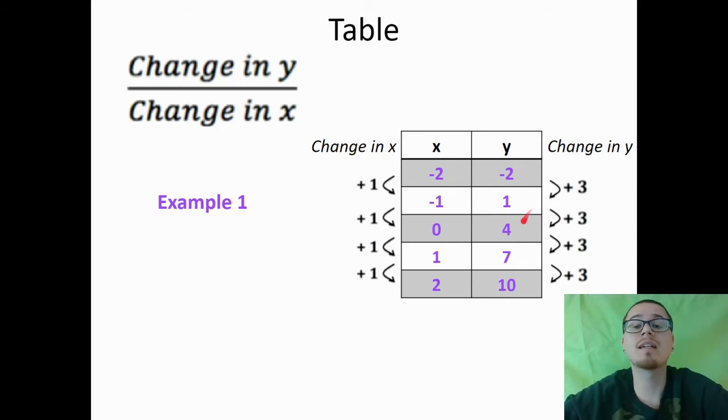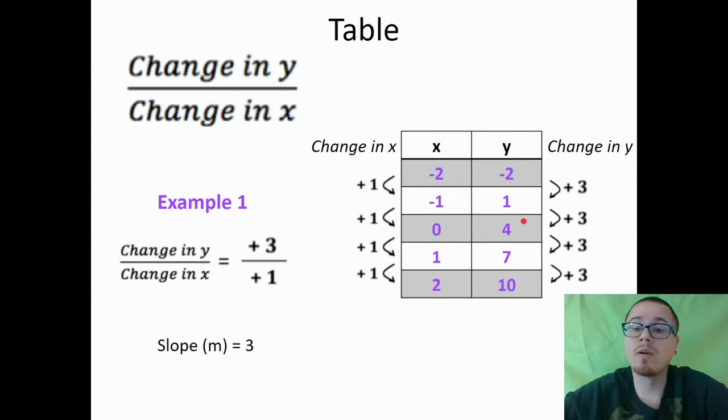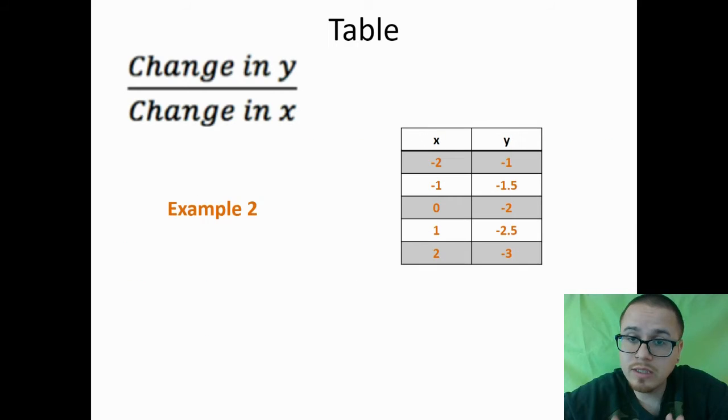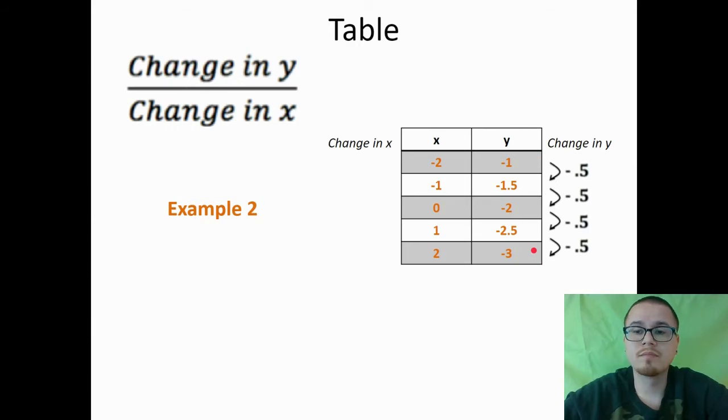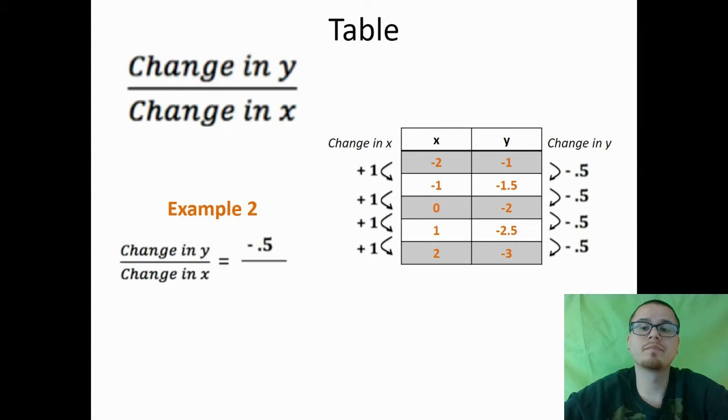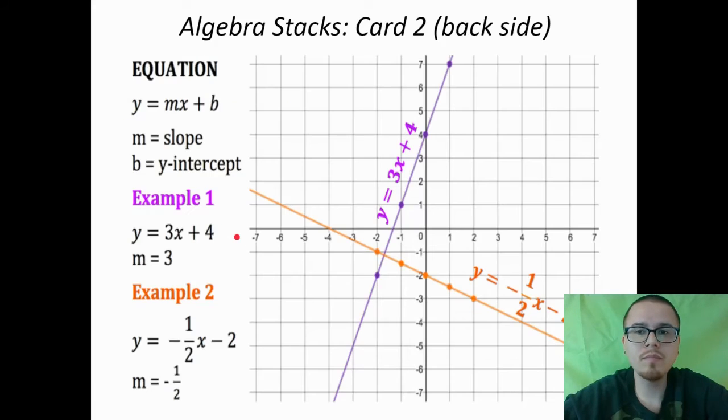There are tables where it's not always exactly the same, but it's still linear. We'll talk about this later. 3 over 1. Slope is 3, still 3. Negative slope, going down by 1/2. See? On the x side, it's going up by 1. Write it as negative 1/2 over 1. Do the math. End up with negative 1 over 2.